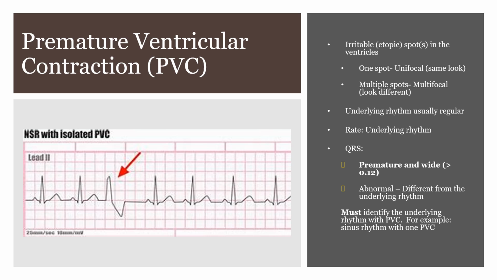So this one stands alone. It is with an underlying rhythm. So remember, we have to say the PVC and the underlying rhythm. We can say this is a sinus rhythm with one PVC, a premature ventricular contraction.